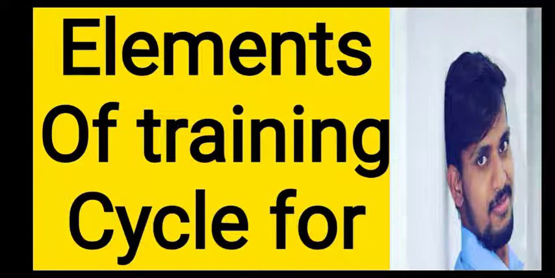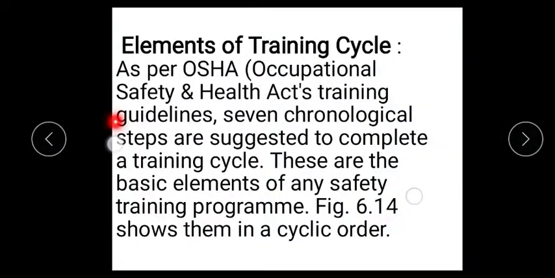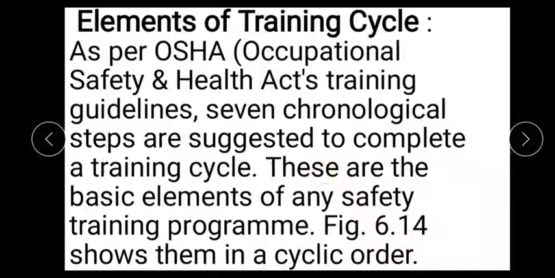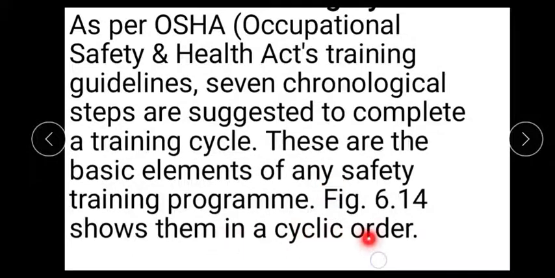So as per the standard, we have taken the OSHA standard, and the 7 steps are explained in chronological order. So let us see the elements of the training cycle as per the OSHA, Occupational Safety and Health Act. The training guideline suggests 7 chronological steps to complete a training cycle. These are the basic elements of any safety training program, shown in cyclic order.